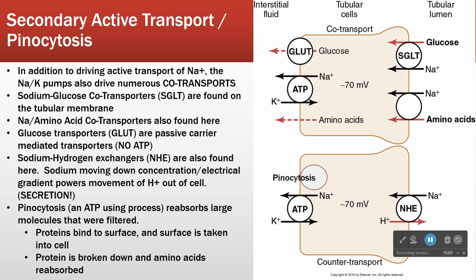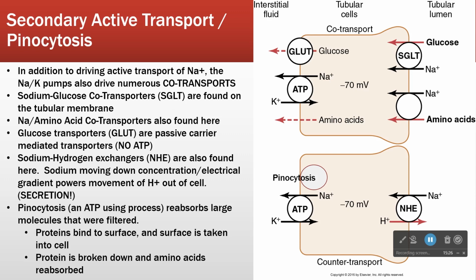So there is always a small amount of protein which does get through the filtration membrane. Okay? So how does that protein get reabsorbed? Protein, great big huge thing. It's not like you can just run it through a transporter, right? Because it is the size of a transporter.